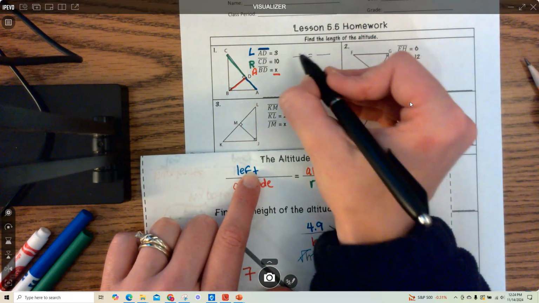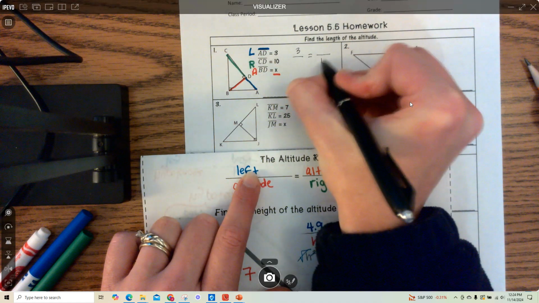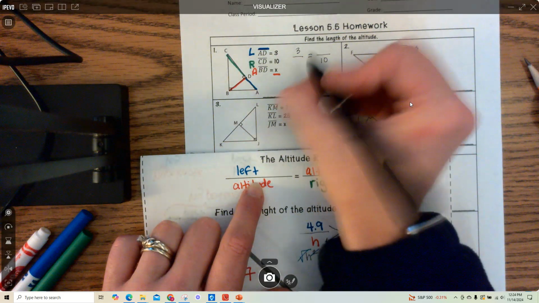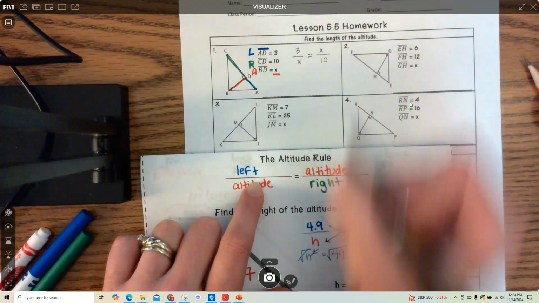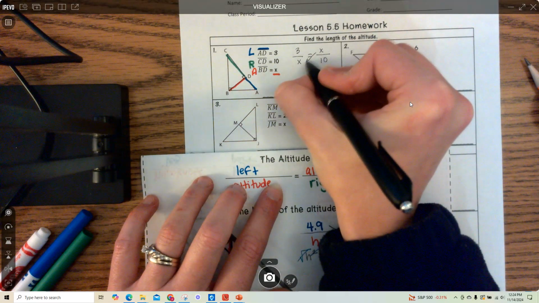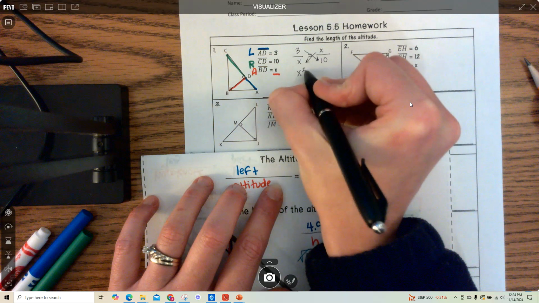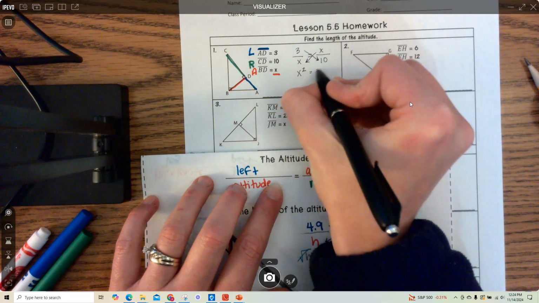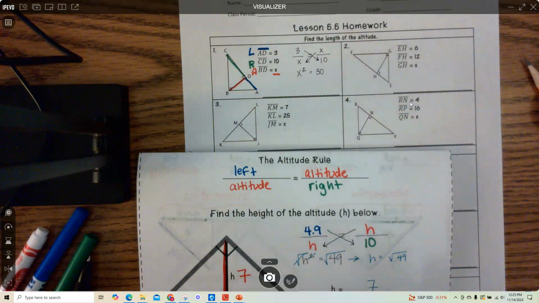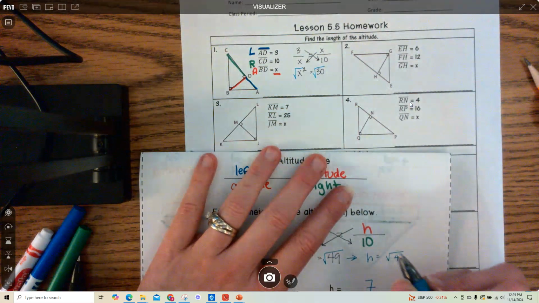All right, so left goes on top over here. Right goes on bottom over here. And then the altitude, which is X, goes here and here. We cross multiply in both directions. X times X is X squared. 3 times 10 is 30. Square root. Square root of 30 is gross.